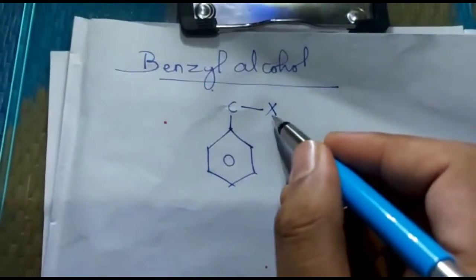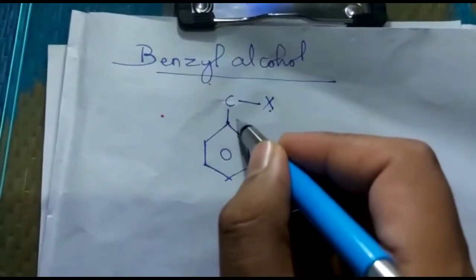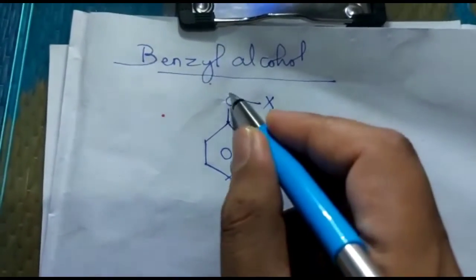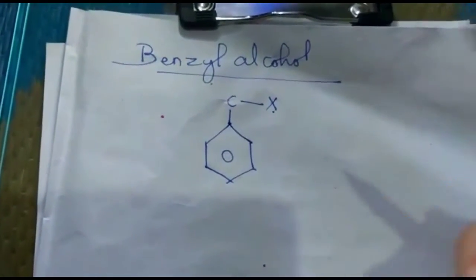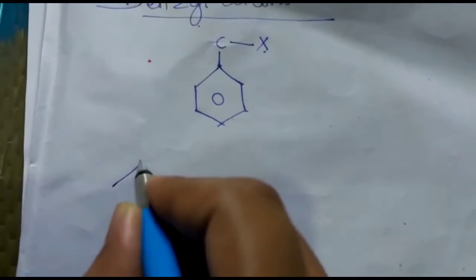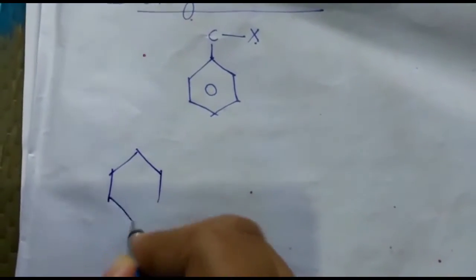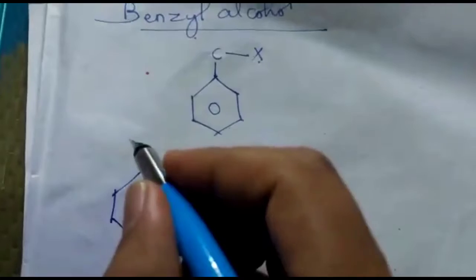That means the halogen group is not directly attached with the benzene ring. This is known as benzyl. If it is directly attached, then this is known as phenyl. Remember, like this in alcohol, we can take the example. Directly I am writing 1 degree. You remember how to calculate the degree?